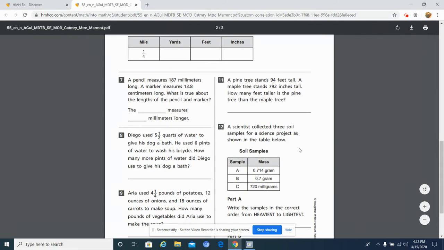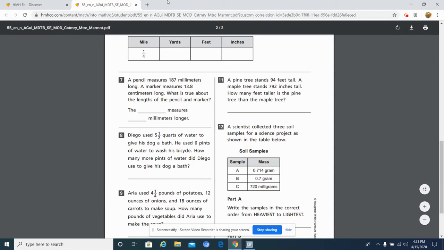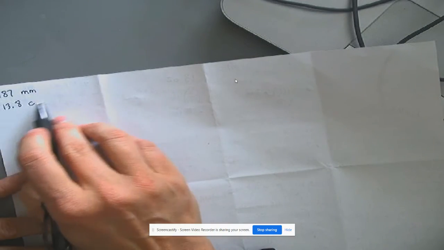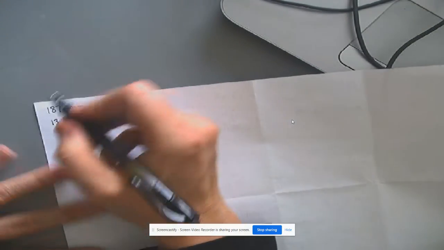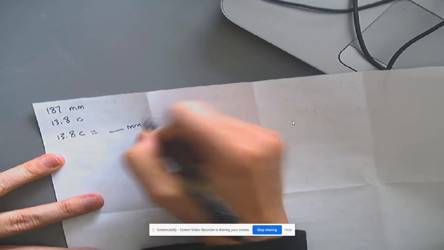Okay, number 7. A pencil measures 187 millimeters long. A marker measures 13.8 centimeters long. What is true about the lengths of the pencil and marker? The blank measures blank millimeters longer. Okay, so we know our answer needs to be in millimeters. So we probably need to change 13.8 centimeters equals how many millimeters?